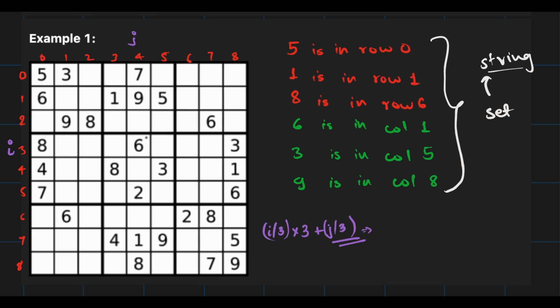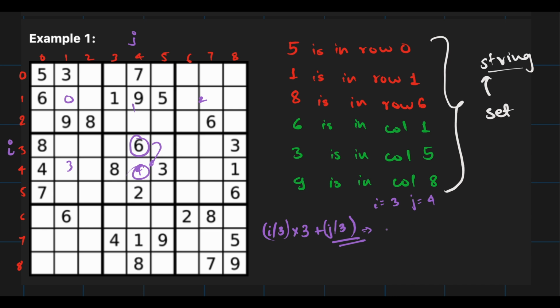Let's take another example here. Let's take this 6. So which box is 6 in? This is 0, this is 1, this is 2, this is 3, this is 4. So we need 6 to be in the fourth box. Putting it into the formula, the coordinates of 6 are 3 and 4. So we know that i is equal to 3 and j is equal to 4.